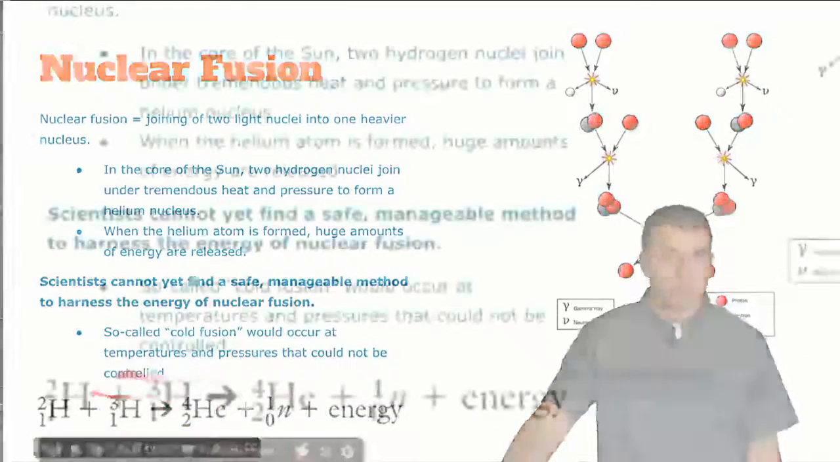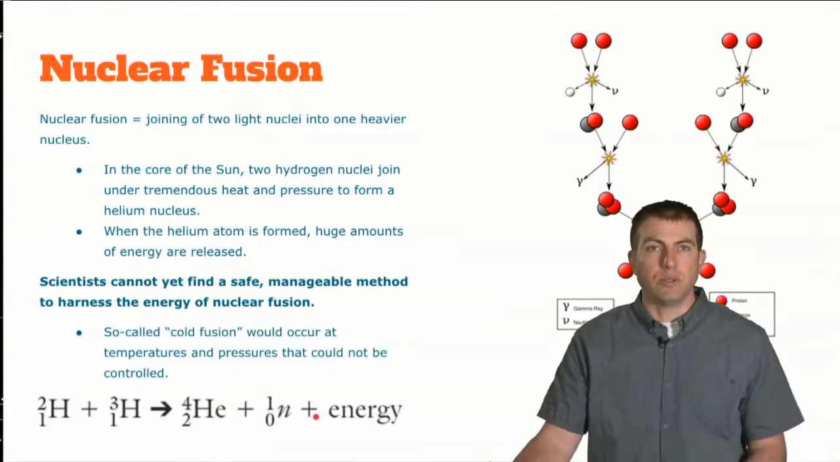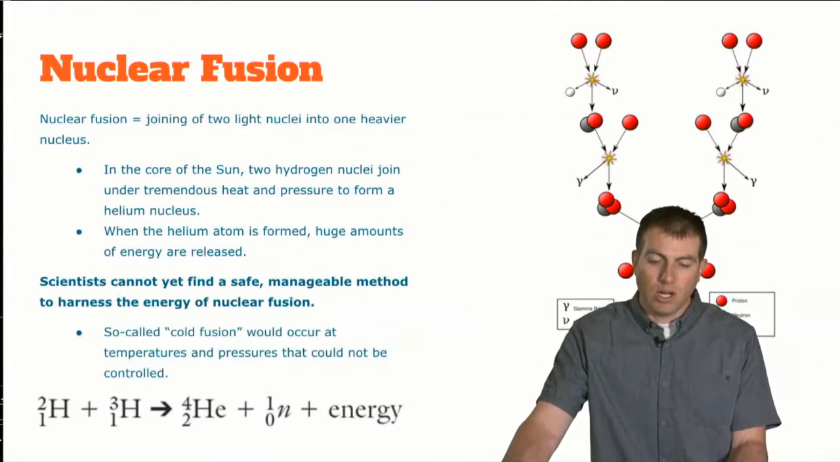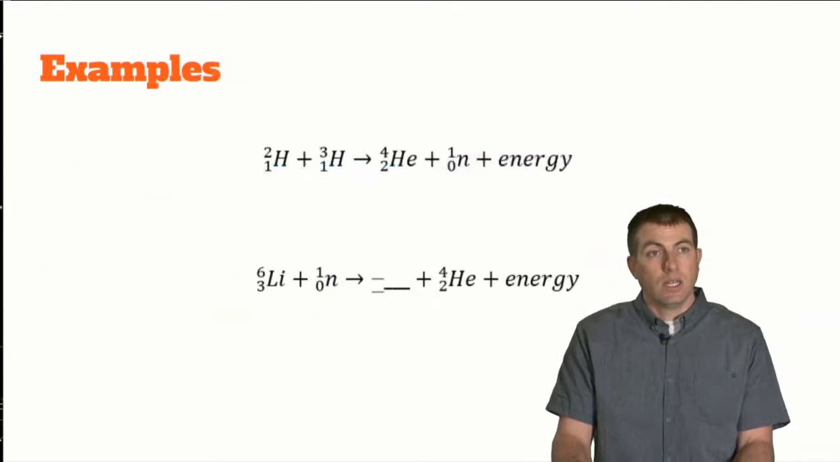So at the bottom here, this is what a fusion reaction looks like. This is an isotope of hydrogen. This is deuterium and tritium. If we can get these two isotopes to stick, we produce helium, a neutron, and a bunch of energy. So that's kind of where we're at with fusion. We haven't harnessed it yet, but we're getting close.